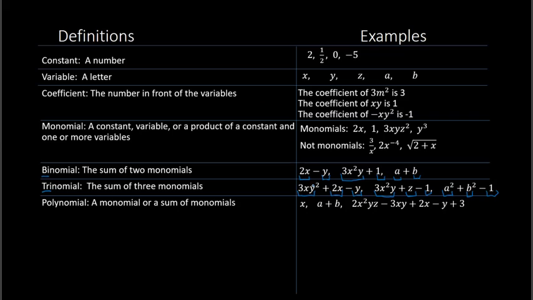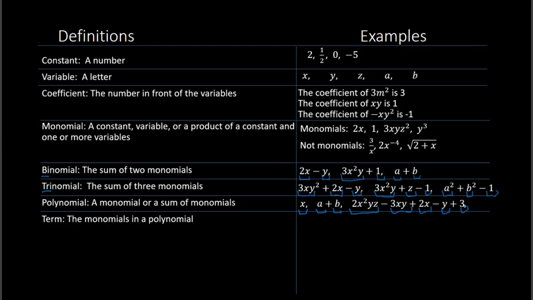So here, for example, we have 1 term, or 1 monomial. That would be a polynomial. Here we have 2 monomials. That would also be a polynomial. Here we have 1, 2, 3, 4, 5. That would also be a polynomial. So any number of monomials being added together would classify as a polynomial.